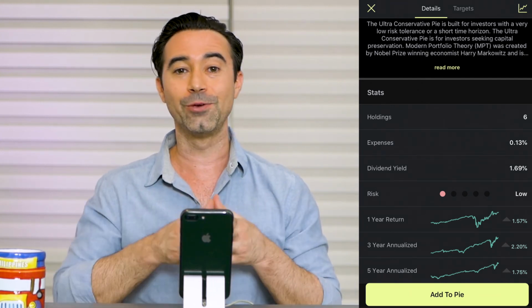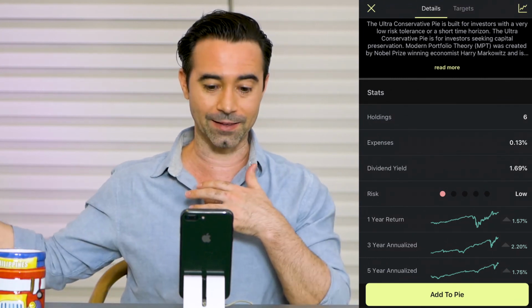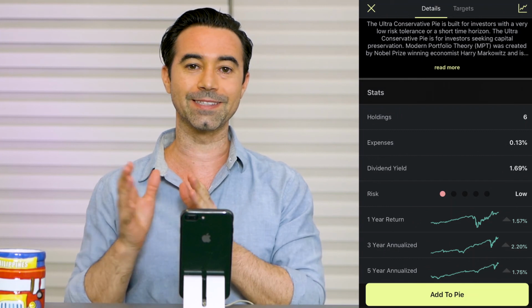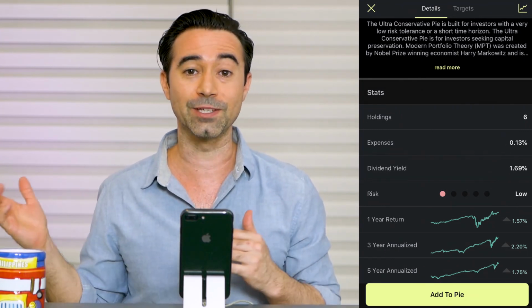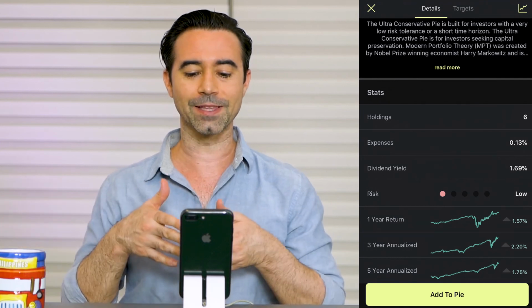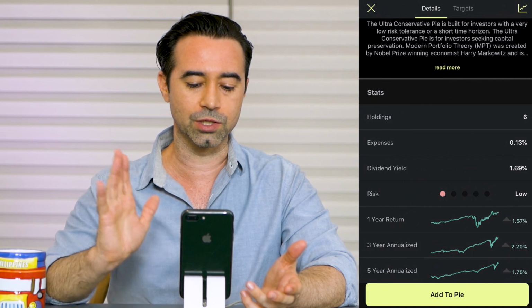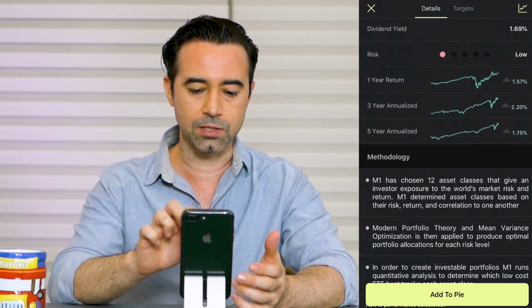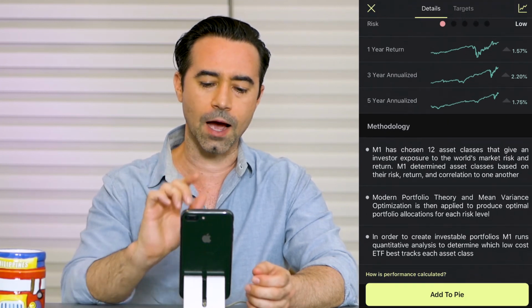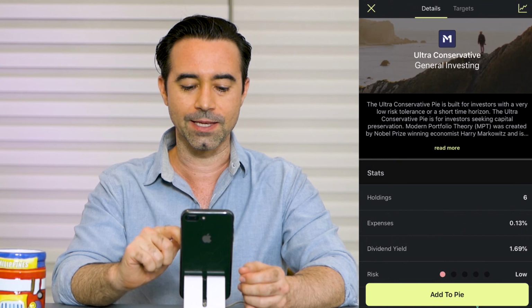In investing, you have to take risk to potentially have a higher gain. So this is basically going to take away from the potential of having maybe double-digit returns in exchange for something that's going to be more steady. At the bottom, you can see the methodology, which don't worry about yet, but let's go up and I'm going to show you the targets. Up on the top, next to details, it says targets. So here's what's in this fund.